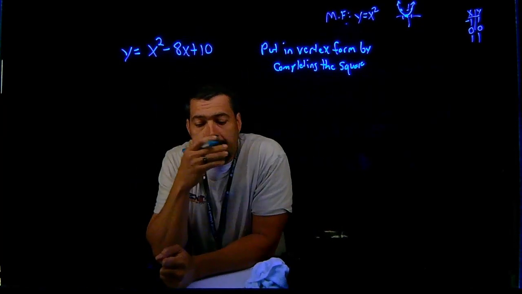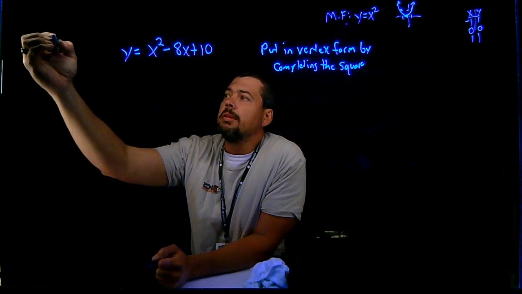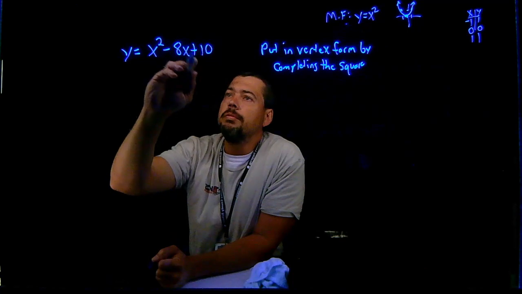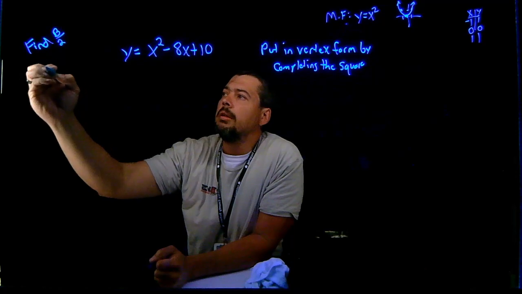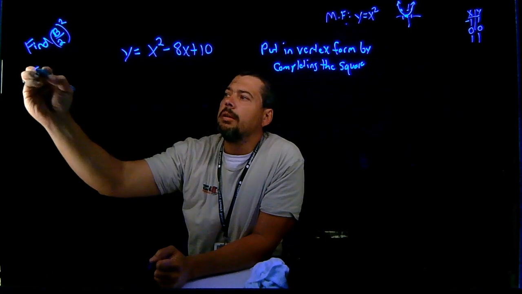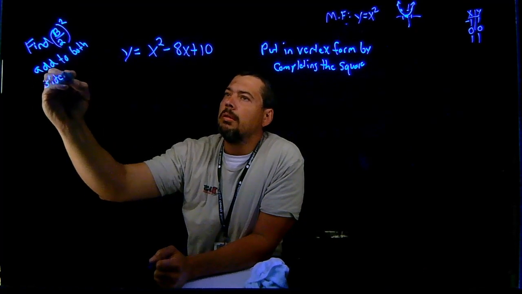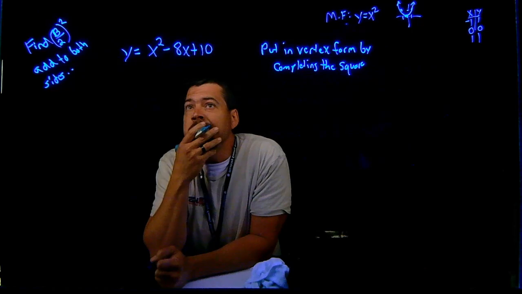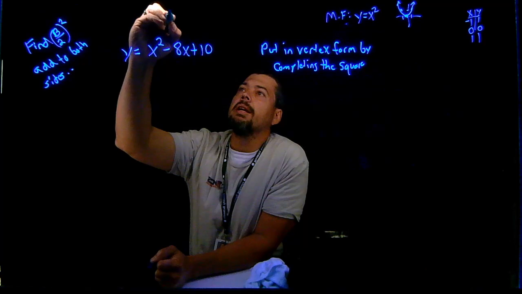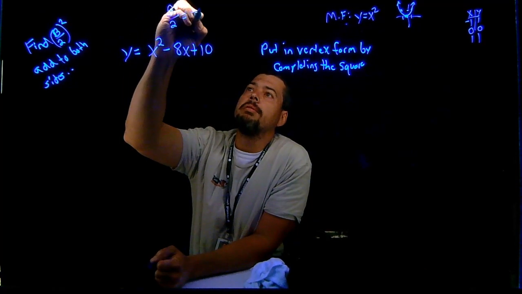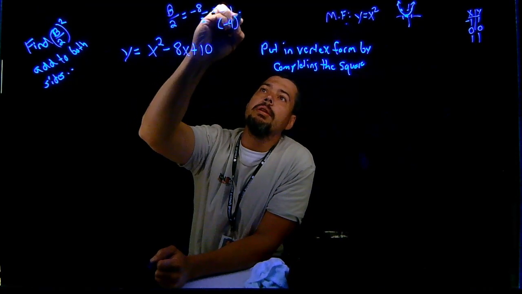Now, here's how we're going to do that. Steps for completing the square involve finding half of the b term. We're going to find b over 2 squared, and we're going to add it to both sides. That's how we normally do it. But anyways, we have x squared minus 8x, and b over 2 would be negative 8 over 2, which is negative 4. If you square a negative 4, you get 16.